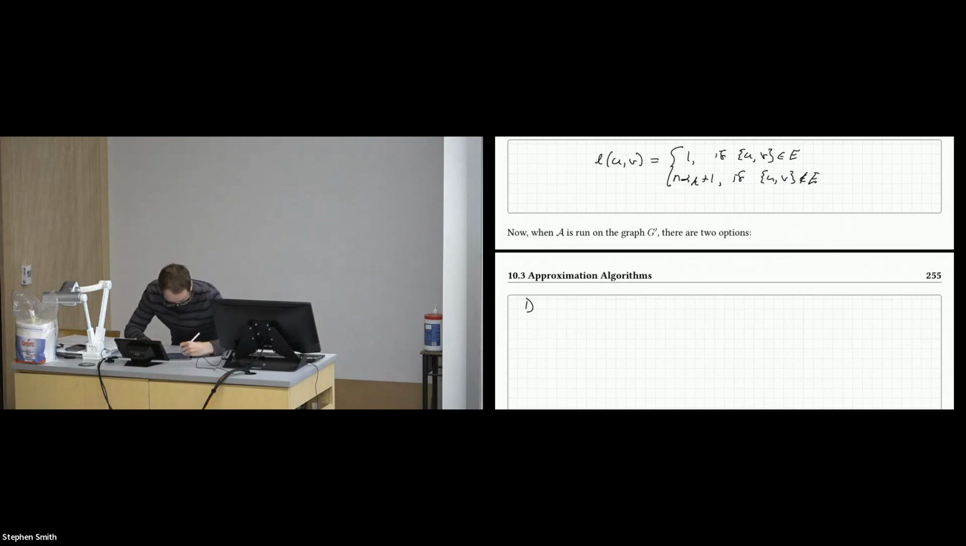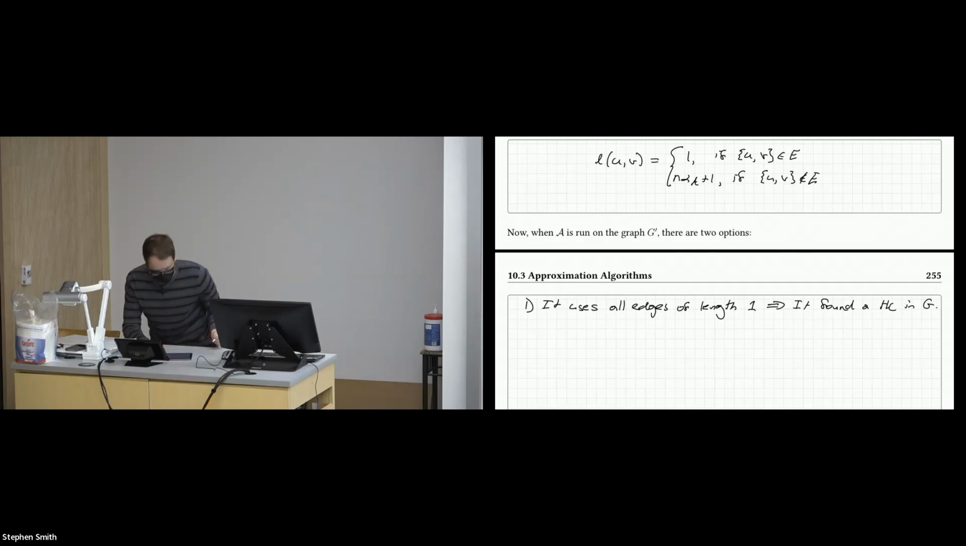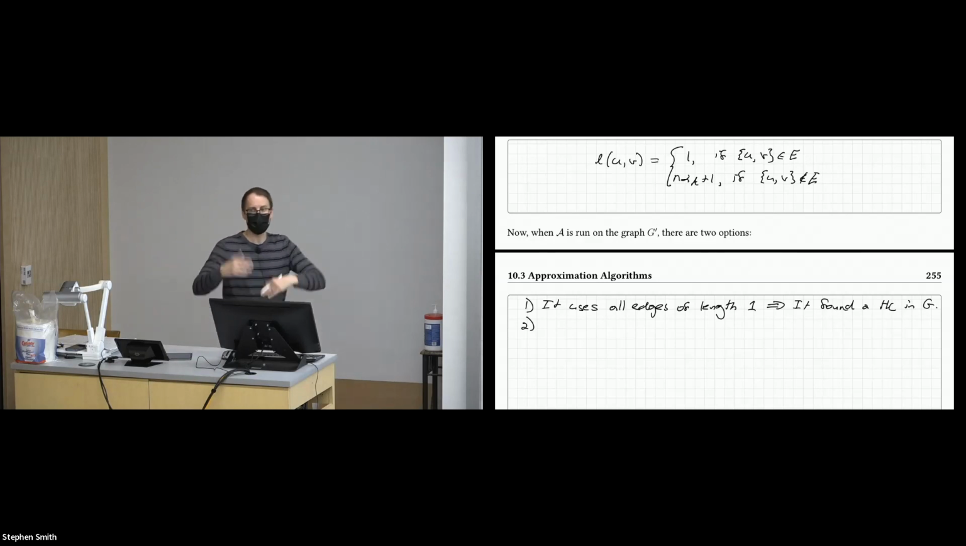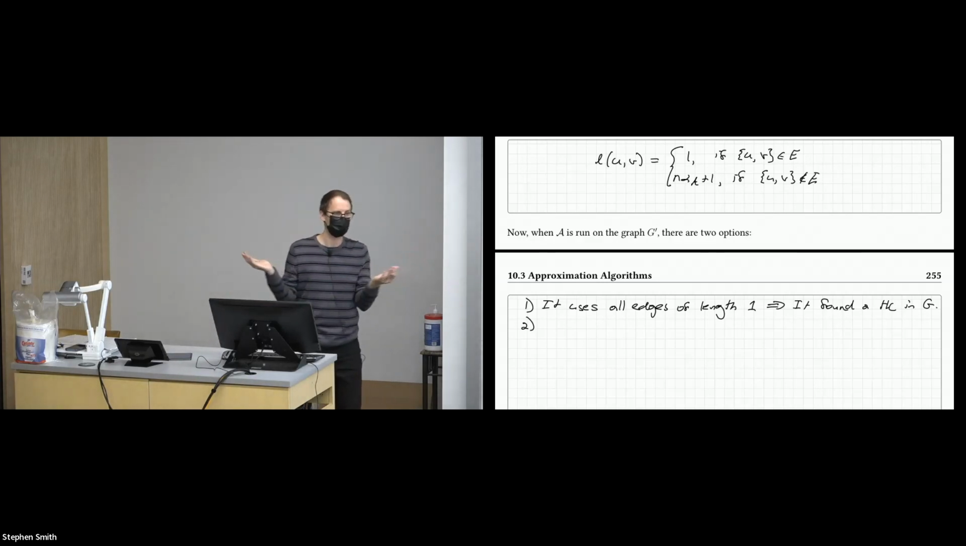Option 1, it uses all edges of length 1. Therefore, it found a Hamiltonian cycle in G. So if it happens to find a tour with all length 1 edges, then we found a Hamiltonian cycle.